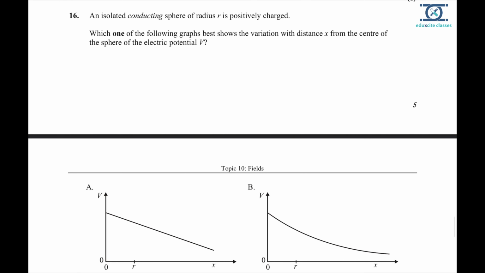Question number 16, the isolated conducting sphere of radius r is positively charged. Which one of the following graphs best shows the variation with distance x from the center of the sphere of the electric potential V? Now what is this question? It's a good question again. This is a conducting sphere. It means the charge will be at the surface. Always remember, whenever we have a conducting sphere, the charge will be at the surface.